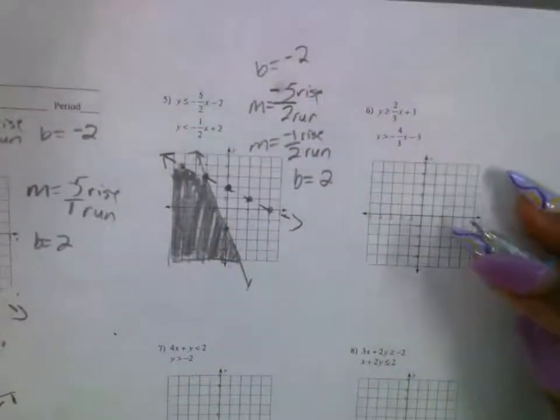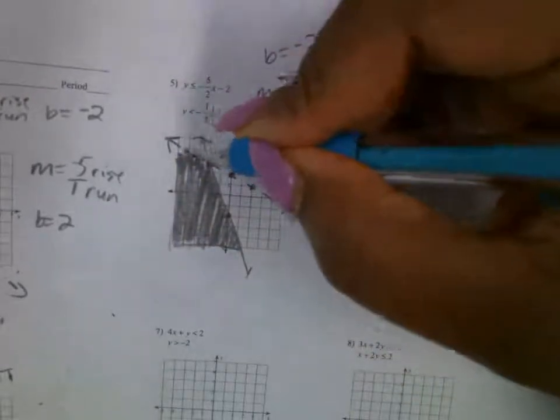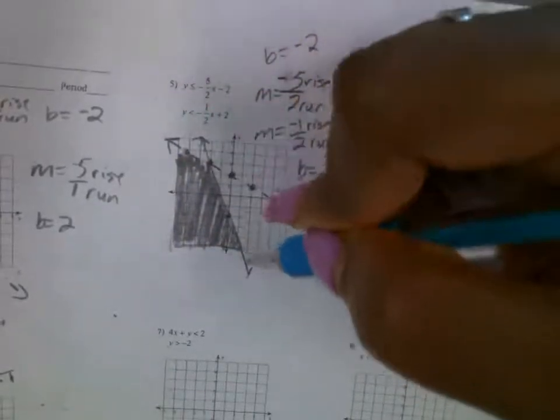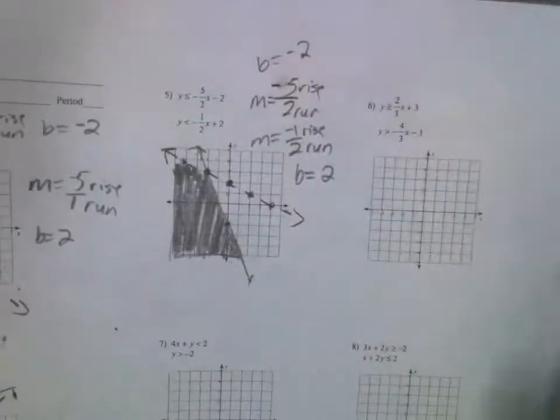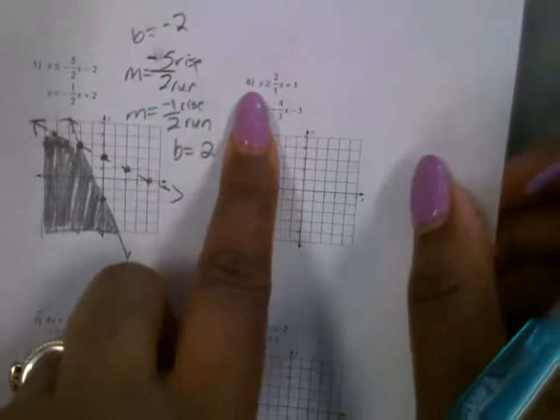All right, that's your answer there. Just this shaded region. Nothing that's on the dash line. On the solid line, yes, any point that's on the solid line is a part of the solution as well. Okay. All right, see if you can do number 6 on your own.